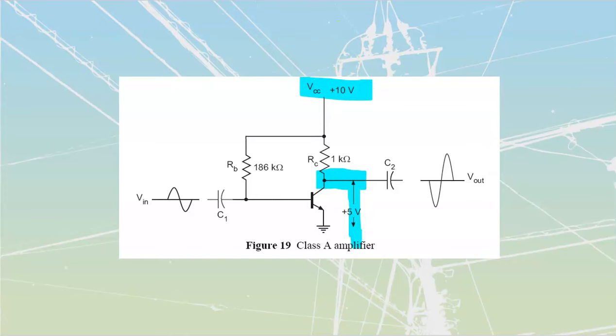By biasing it there at 5 volts, we are then able to ride up. We can go up an additional 5 volts on our output over here, right? Get all the way up to 10 volts. We can drop an additional 5 volts down over here. And so for an even type of signal, I can get the maximum amount of gain out of this thing.